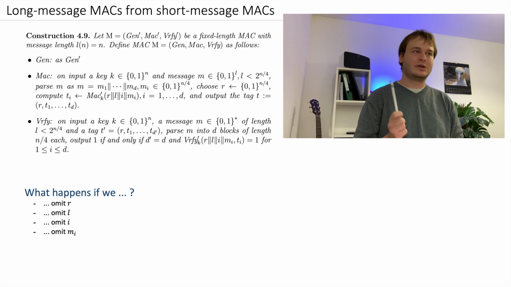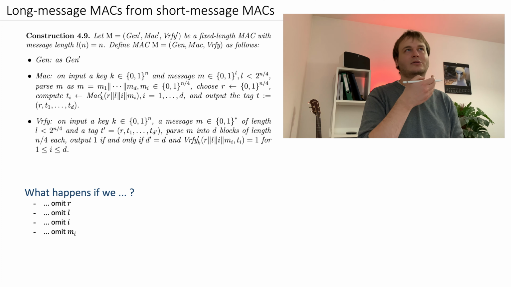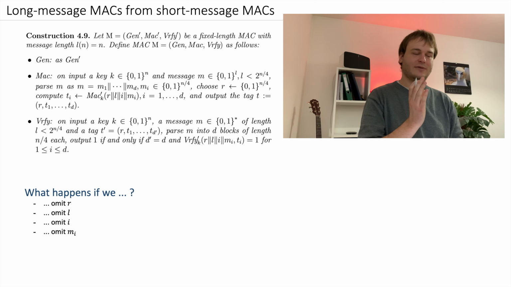Hey, we're talking now about the construction, how we can get long message MACs from short message MACs. This is construction 4.9 from the lecture. The idea was that we first constructed this MAC for short messages, namely messages of length n. And we did this with just a PRF. So a tag for message m is just its PRF value.